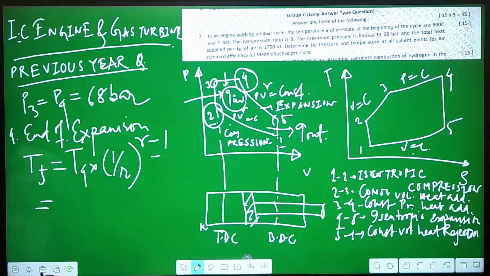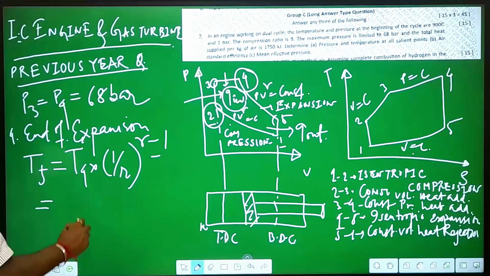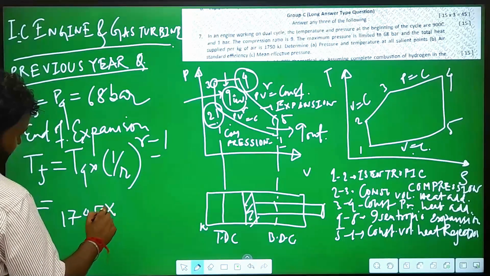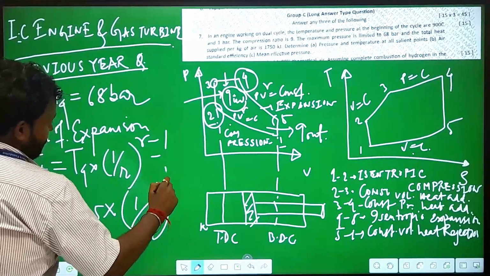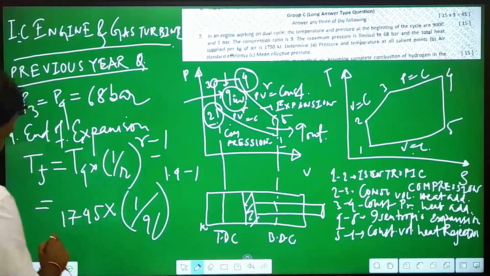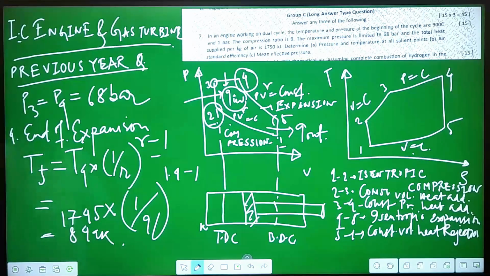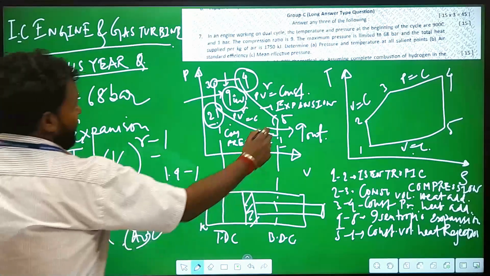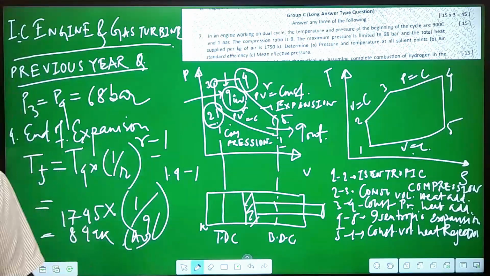So, if we put the value here, T4, the r value and the gamma value, that will be 1745 that was determined previously, 1 by r is equal to 1 by 9, to the power 1.4 minus 1. The answer will be 844 Kelvin. This is another answer, which is T5 at point 5.